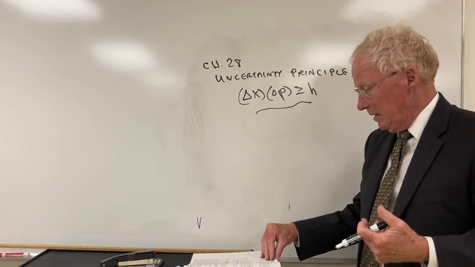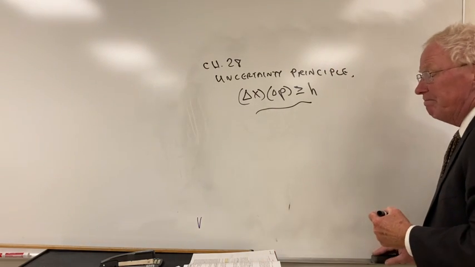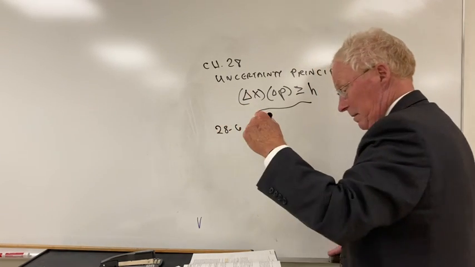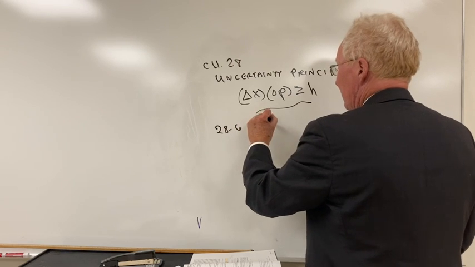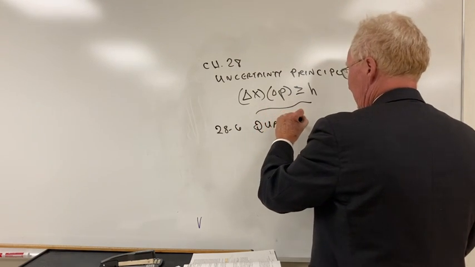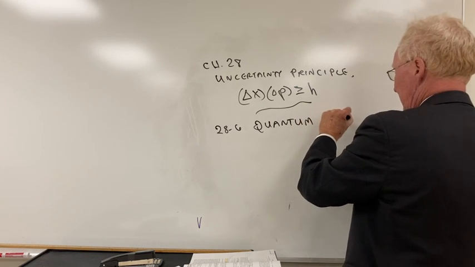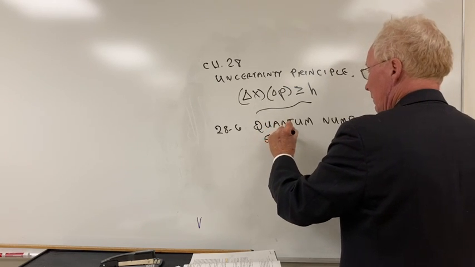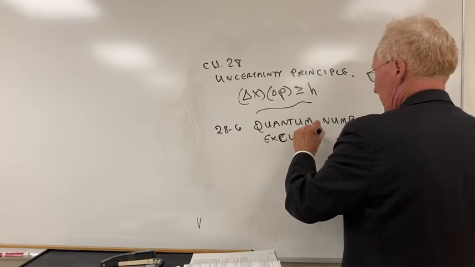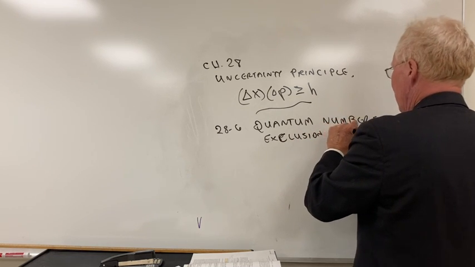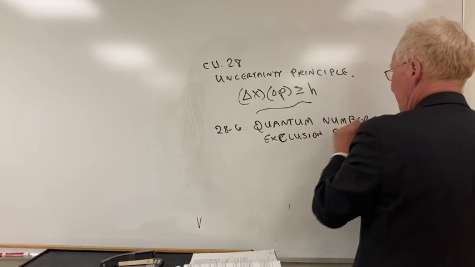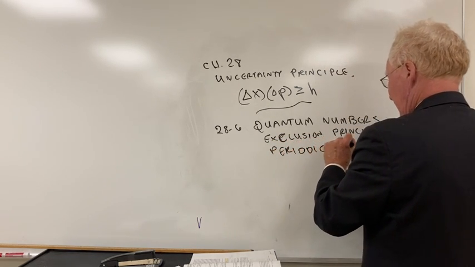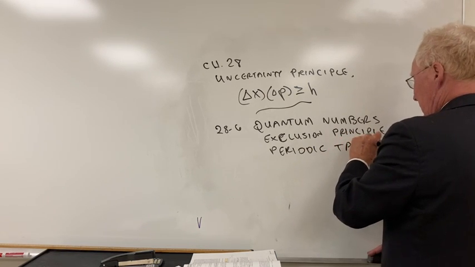As we've done, then we had, all right, 28.6, our quantum numbers. All right, the exclusion principle, and the periodic table, which explains why the periodic table is where it is.